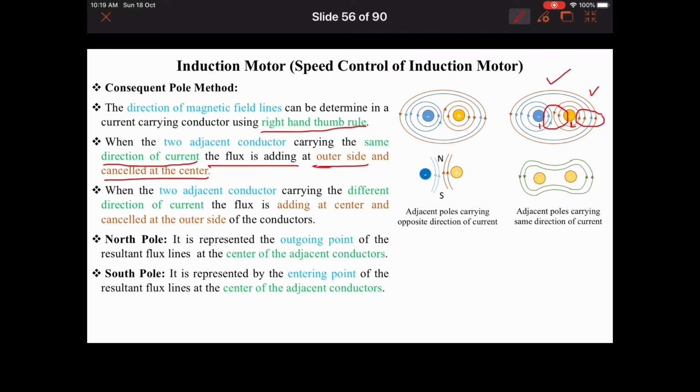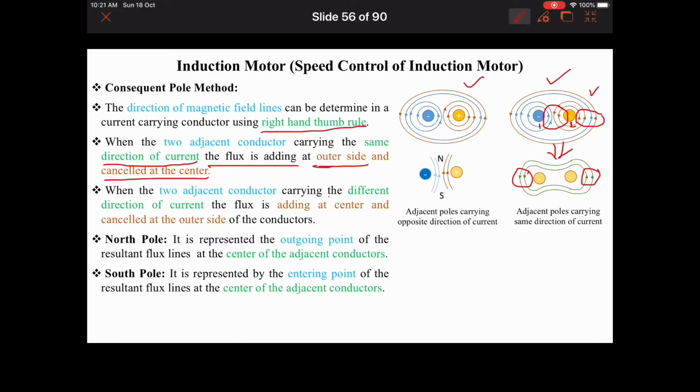So, the resultant will be that at the center there is no flux and on the outer side the flux is added. When two adjacent conductors carry current in different directions, the flux is added at the center and cancelled at the outer side of the conductors, as shown in this picture.